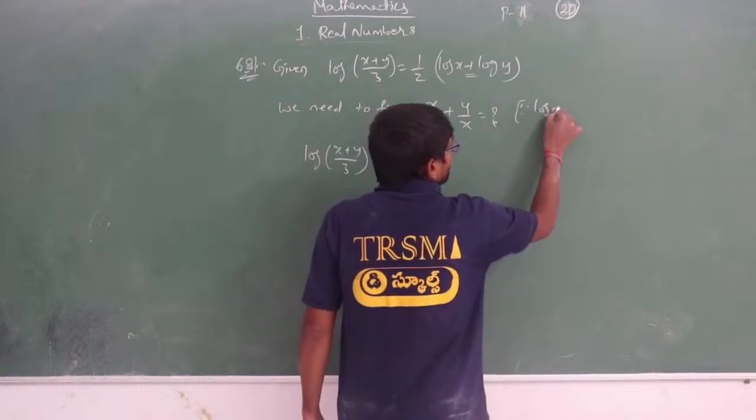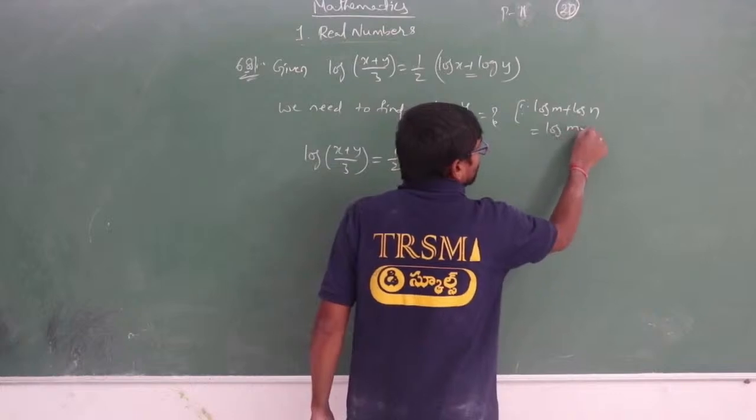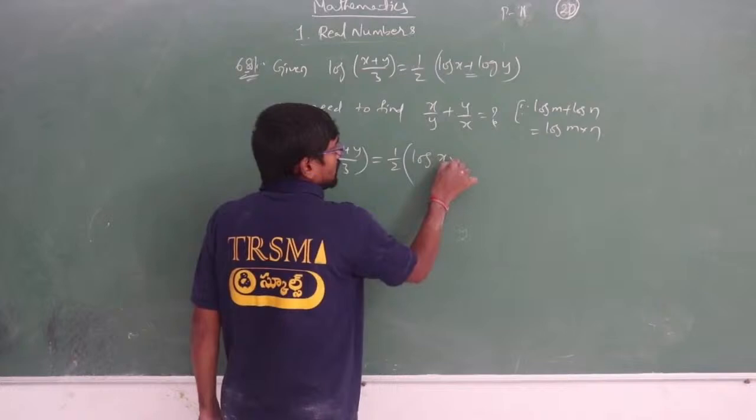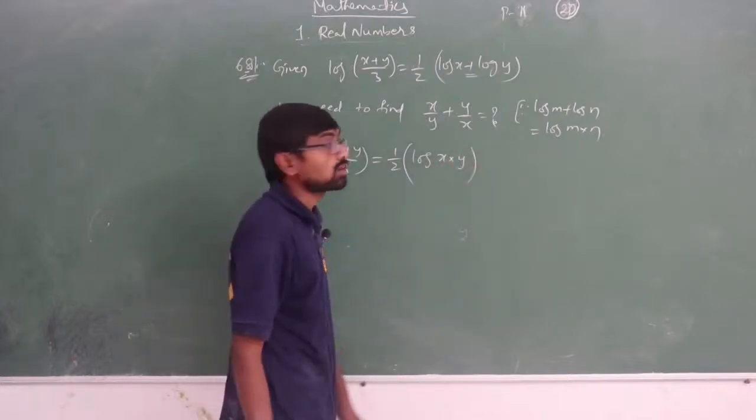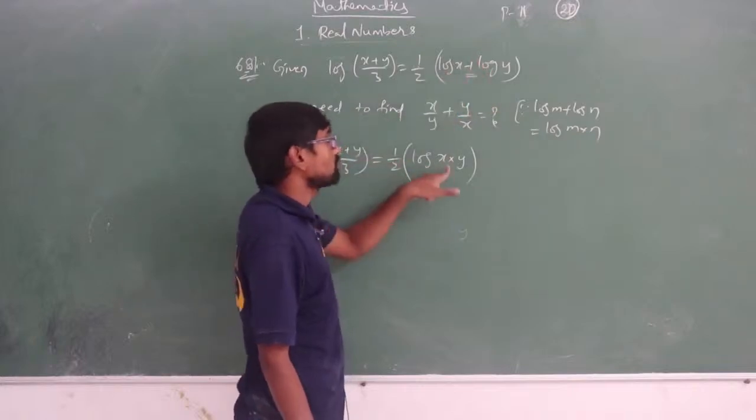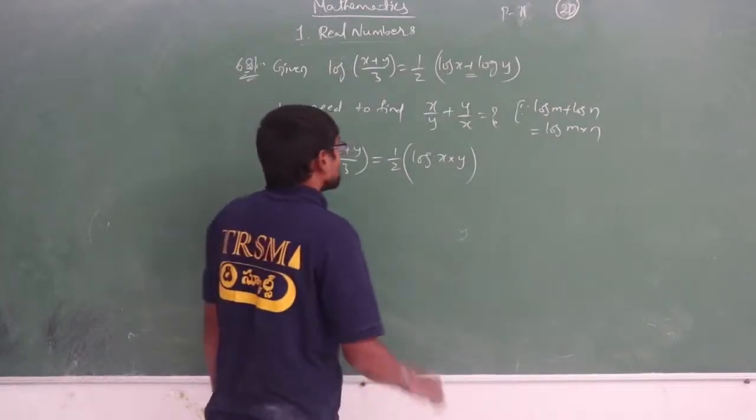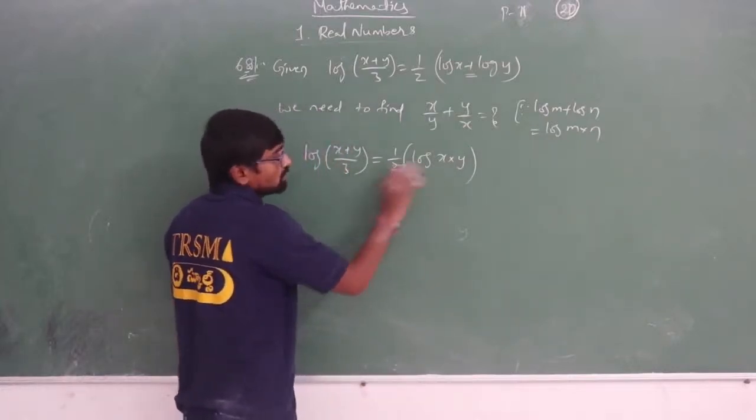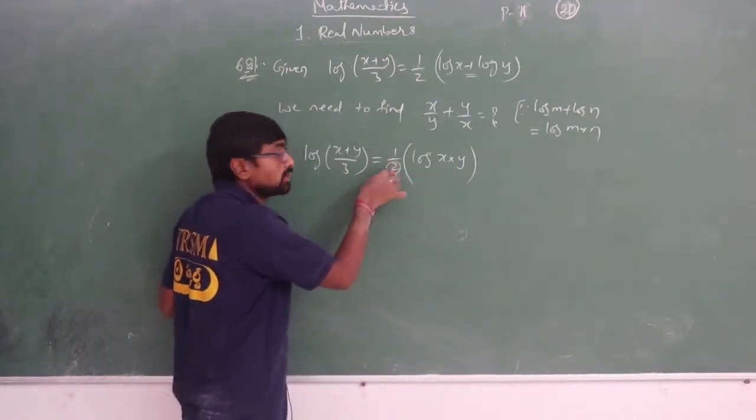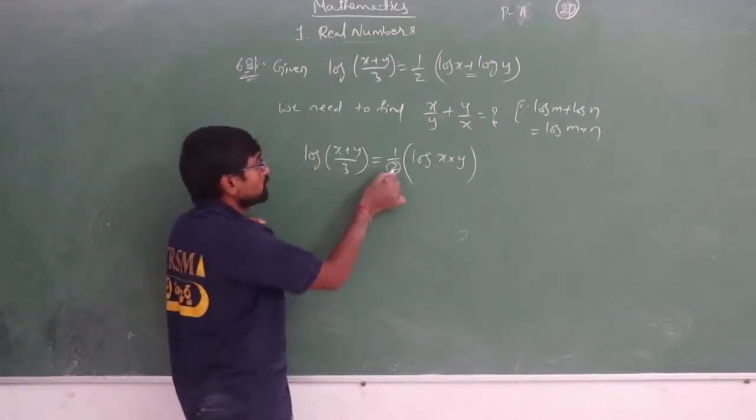Since log m plus log n is log m into n, so log x into y, am I right or wrong? So this addition symbol with the two logs is converted into one single log by the product rule. Now you can see we have a single logarithm on both sides. Here 1 by 2, the 2 is dividing here. If it goes here, it will be multiplying.